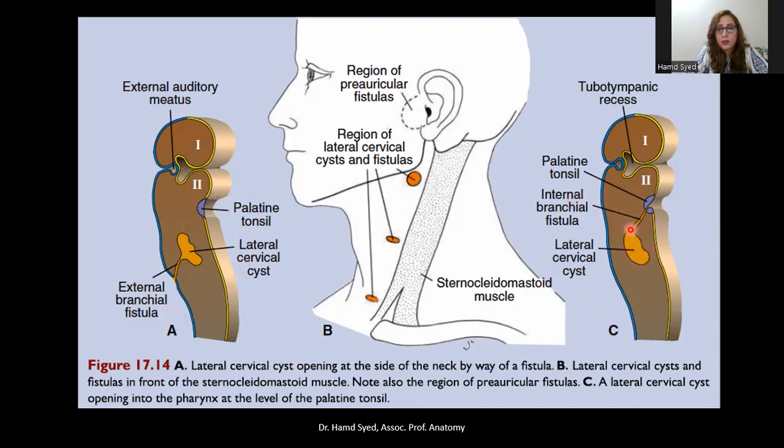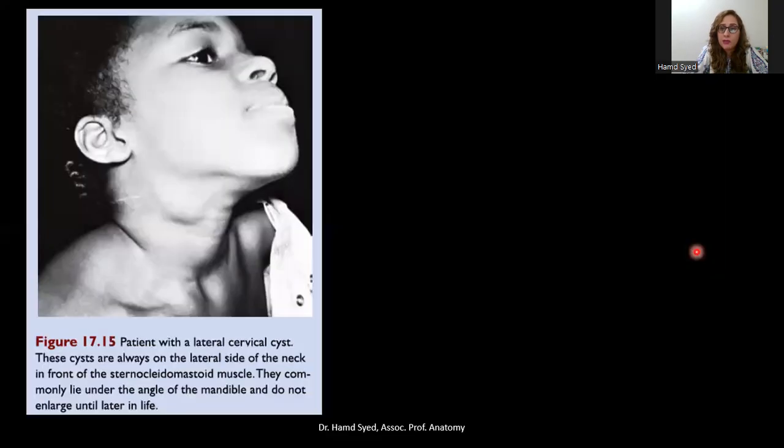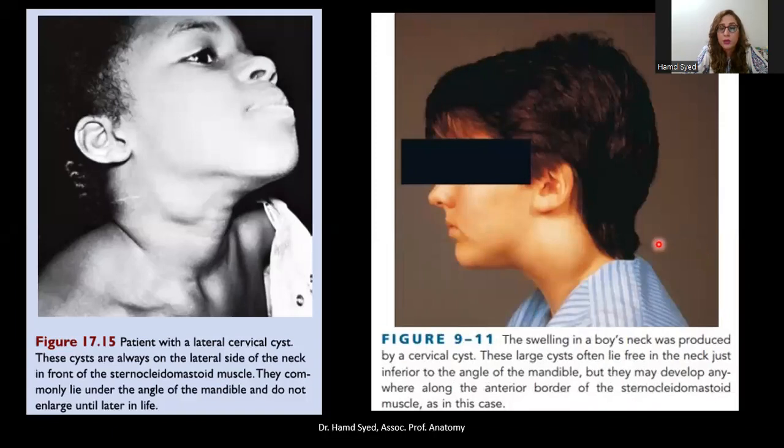So these cervical cysts which are formed, these are usually benign and asymptomatic, but they can get massively enlarged during later stages. So in childhood, you can see that the lateral cervical cyst might occupy a large area and it might become prominent, and complication can result due to infection of the cyst. Remember, its location is below the angle of the mandible, but they may develop anywhere along the anterior border of the sternocleidomastoid muscle.